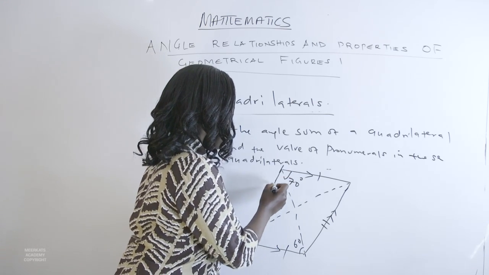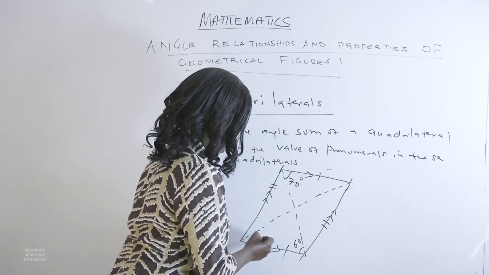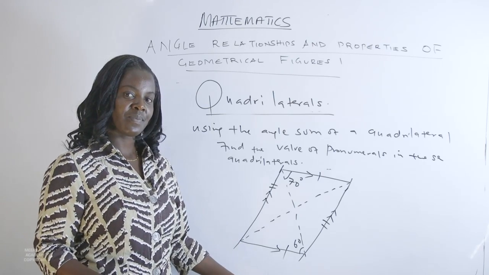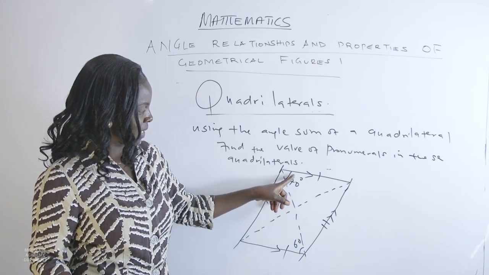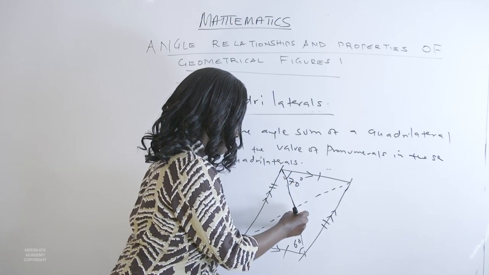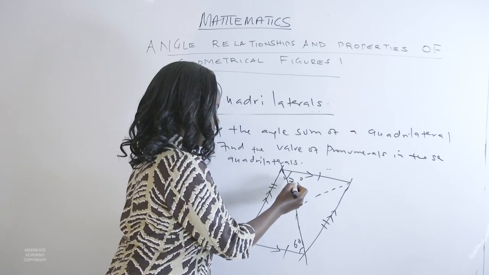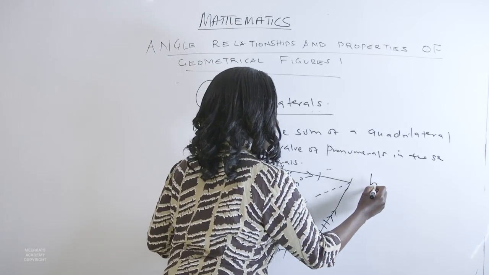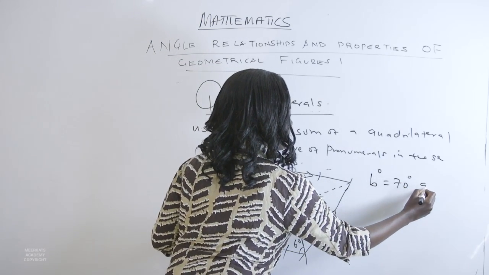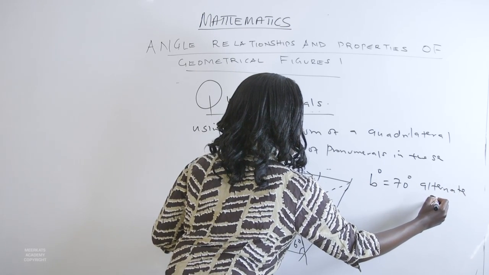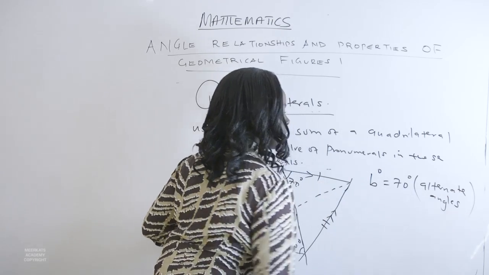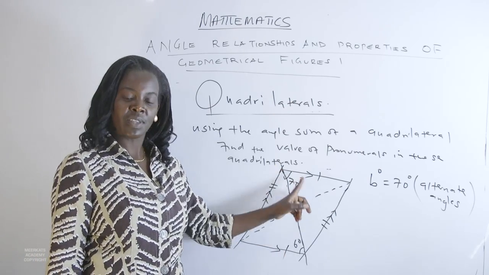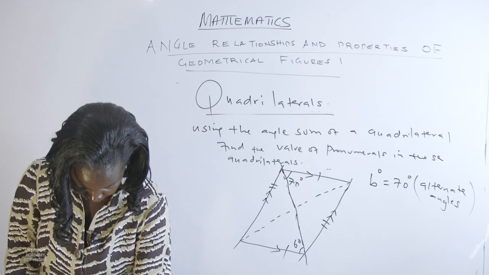So you realize that a parallelogram has two opposite sides parallel. So a diagonal is normally a transversal. So when we have this angle and this angle here, we have a transversal line. So we have 70 and B. You realize that 70 and B are alternate angles. B is equal to 70 degrees, and the reason is because they are alternate angles, opposite sides of the transversal.